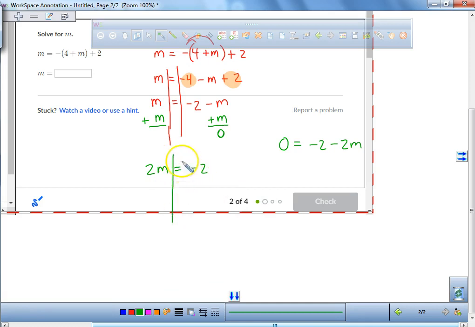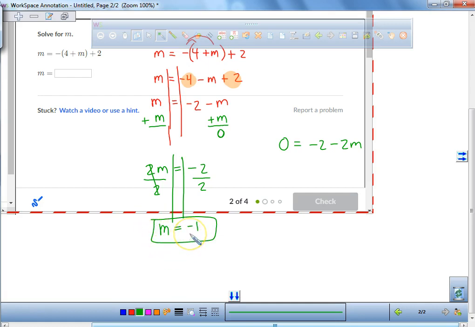Okay, so now that we got the 2m's over here and the negative 2 over here, what are we going to divide both sides by, everybody? That's right, 2. Good job. All right, so 2 divided by 2. So we got m equals negative 2 divided by 2. That's negative 1.